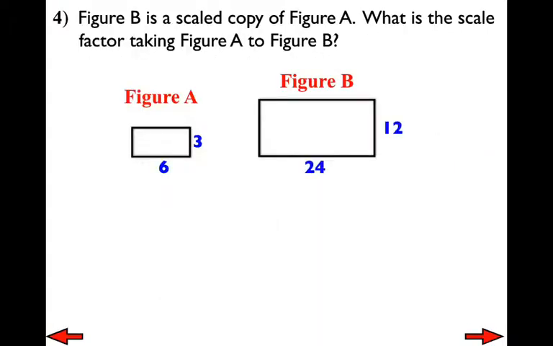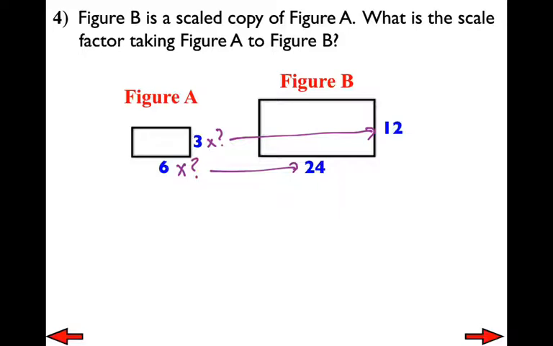All right, so let's go to number 4. Number 4 states that figure B is a scale copy of figure A. So figure A is the original. Figure B is the scale copy. What is the scale factor taking figure A to figure B? And these are really very simple because all you're trying to figure out is what do we have to multiply that side by to get this, and what do we have to multiply that side by to get this. And if it's the same, it is a scale copy, and that will tell us what the scale factor is.